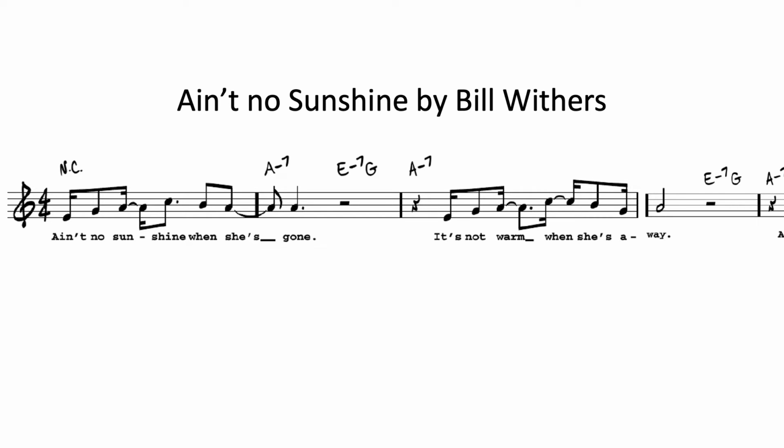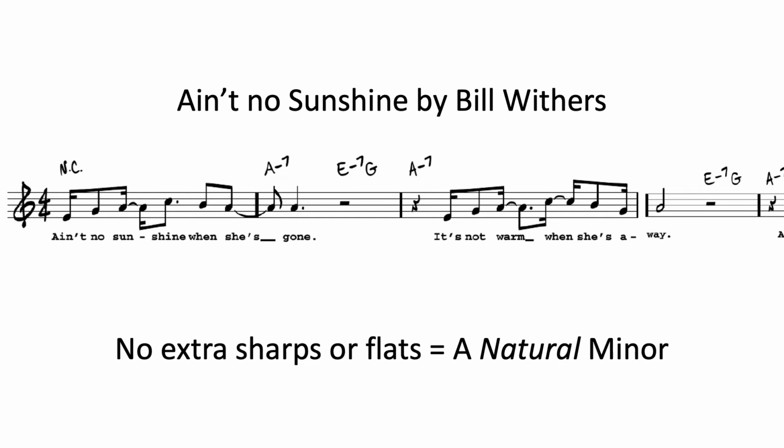So in this melody, you can see, even before I play, there's no sharps, no added flats. The key signature tells us that this is in A minor. So because there's no extra sharps or flats, it has to be natural minor.